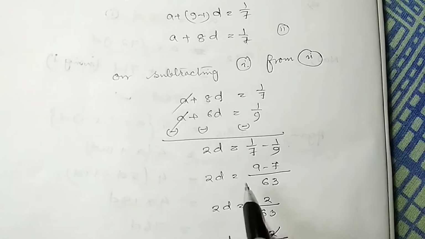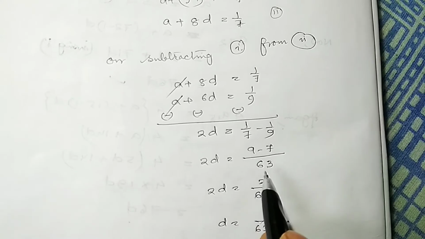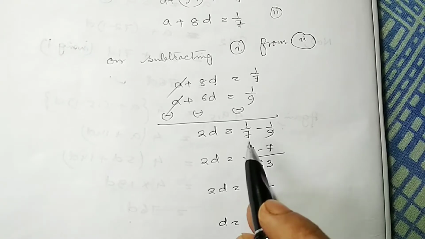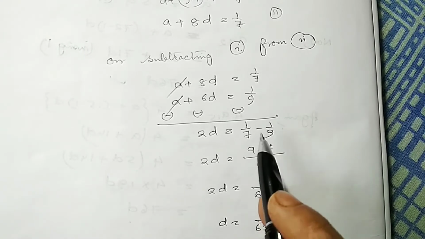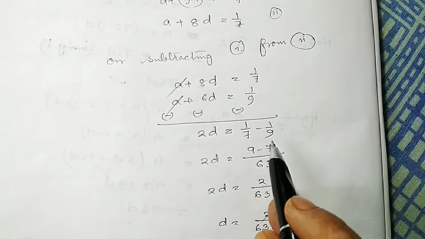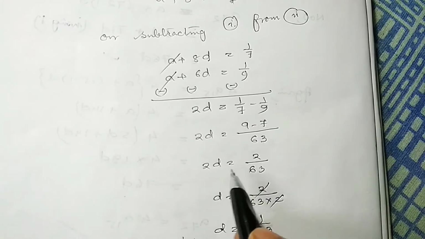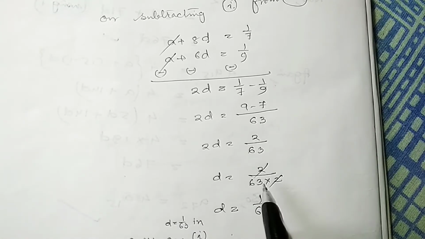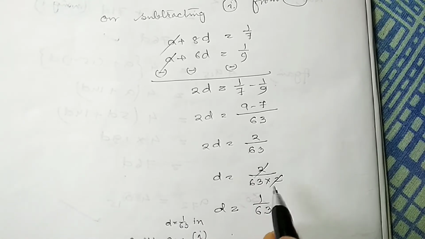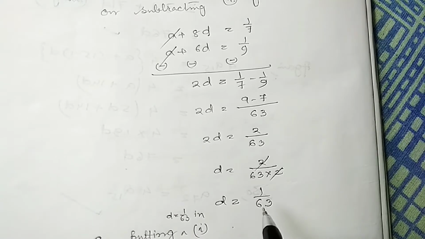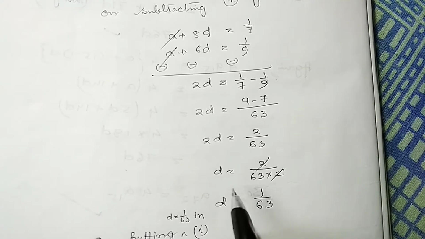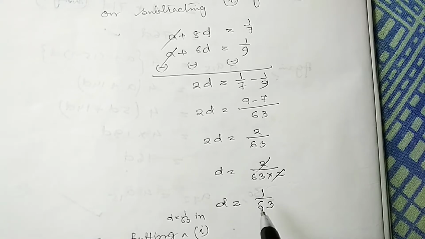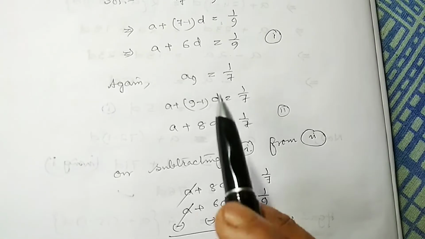So twice D equals 7 and 9. LCM will be 63. 63 divided by 7 is 9, 9 ones are 9. Minus 63 divided by 9 is 7, 7. So twice D equals 2 by 63. D equals 2 divided by 63 into 2. 2 cancels. We are left with 1 by 63.